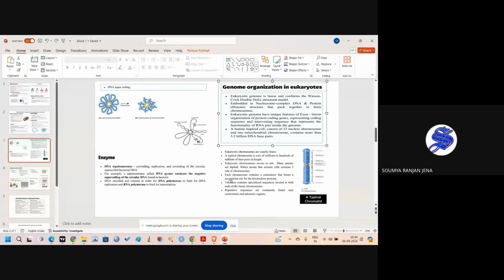Then the telomere means the end of the chromosome. This telomere contains specialized sequences located at both ends of the linear chromosome, and these repetitive sequences at the tail end of the chromosome are commonly found near centromeric and telomeric regions. In the centromeric region we can find repetitive sequences, and also in the telomeric region we can find repetitive sequences.